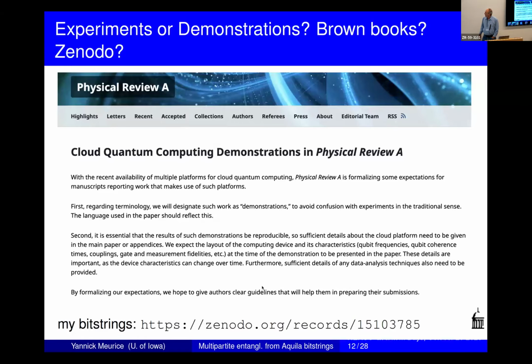The comment by Phys Rev A was that we have to call this demonstrations. I avoid that name because in a demonstration, you know the answer in advance, and in what we do, we don't know the answer. So I call this remote operation of Rydberg atoms.